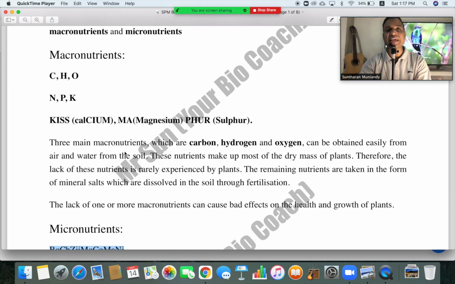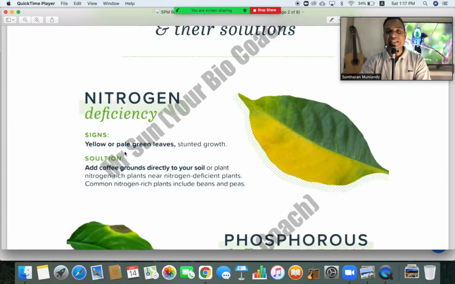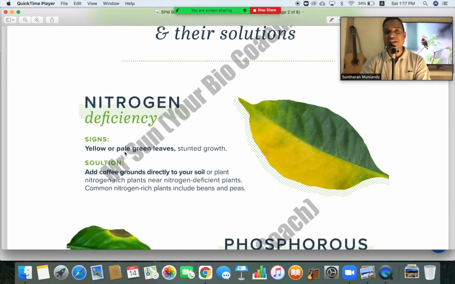Now let's look at the other most important ones, which are nitrogen, phosphorus, potassium, calcium, magnesium, and sulfur. Let's look at them. All right, these are the deficiency symptoms of nitrogen.